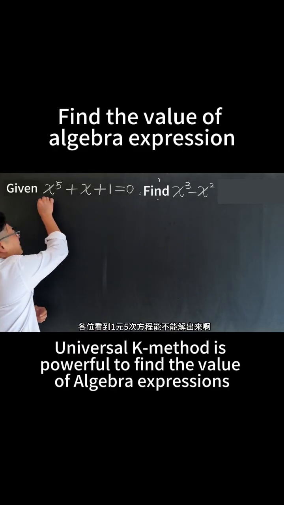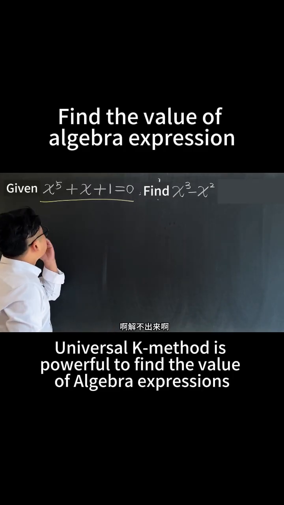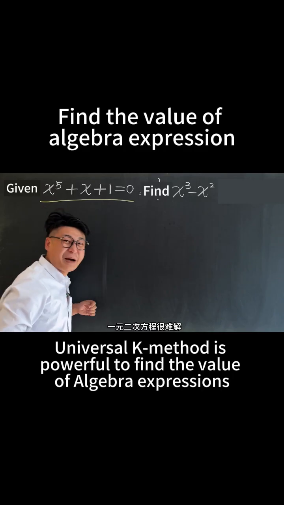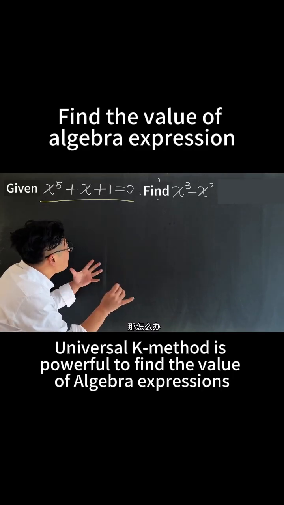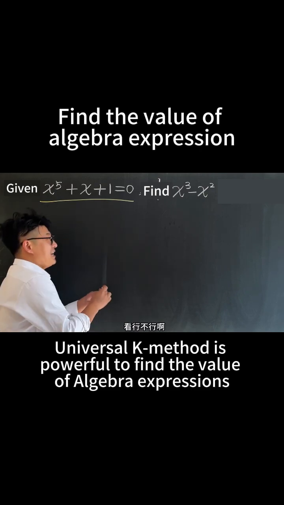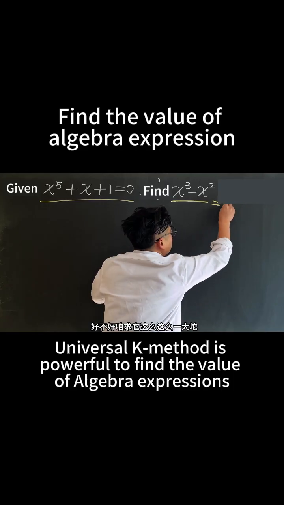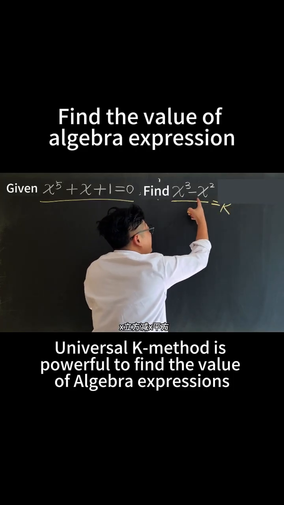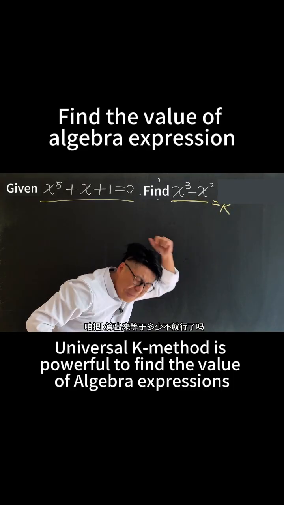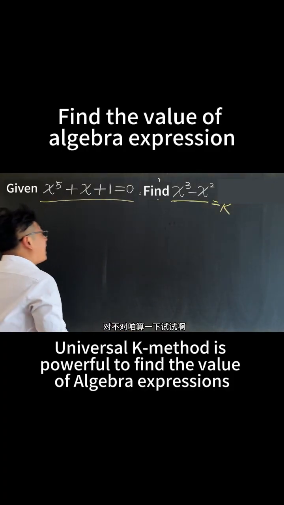Everyone, when you see a quintic equation in one variable, can you solve it? No, you can't. Quintic equations in one variable are very hard to solve. If we can't solve it, what should we do? Let's try using the universal k-value method and see if it works. Let's just assume this big chunk, x cubed minus x squared, is equal to k. Wouldn't it work if we just figure out what k equals, right?